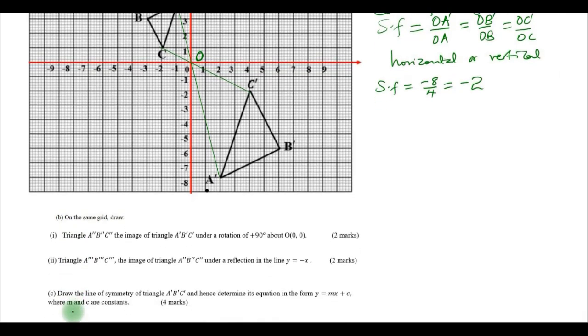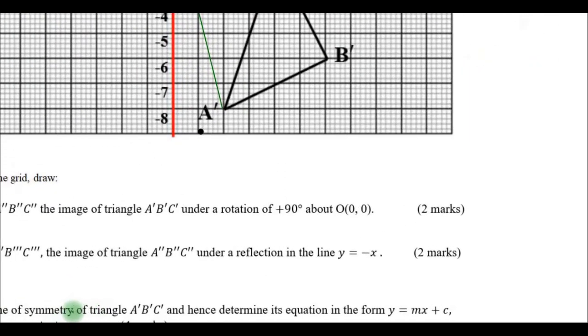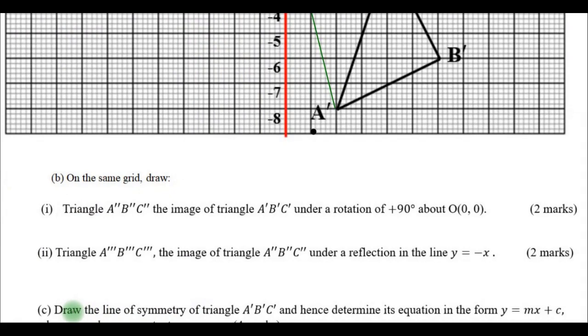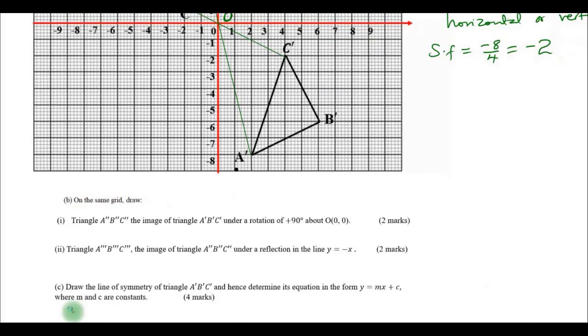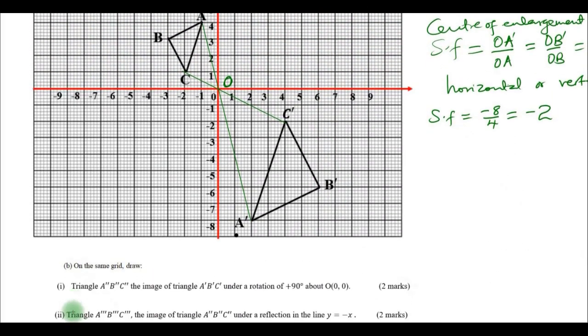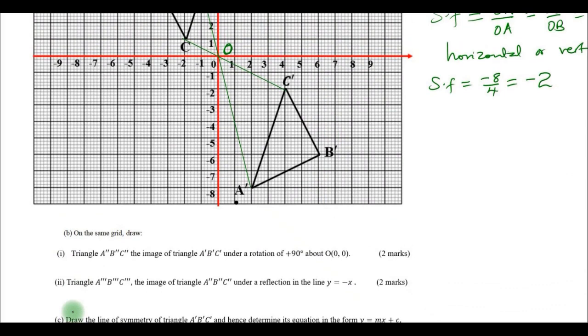Fine. Then we have the other question. On the same grid, draw triangle A double prime B double prime C double prime, the image of triangle A prime B prime C prime under a rotation of positive 90 degrees about center 0, 0. So positive 90 degrees is an anti-clockwise direction. Therefore, in this case, we need to understand the following.